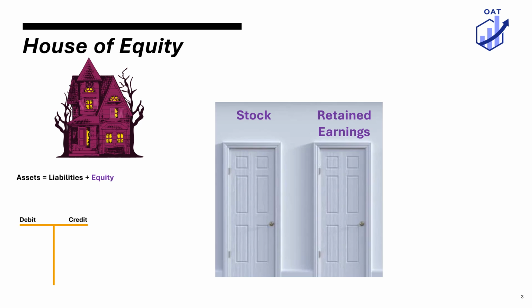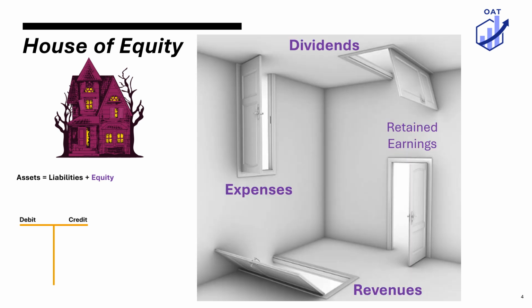Go ahead and open the door to retained earnings. Let's see what's inside. You have now entered the room of retained earnings, and there are 3 more doors. We have revenue, expenses, and dividends.